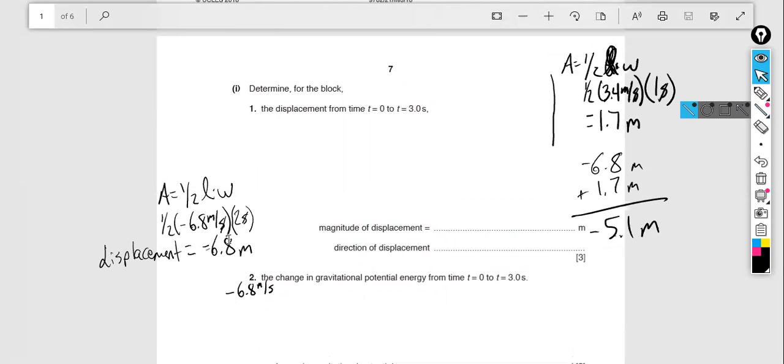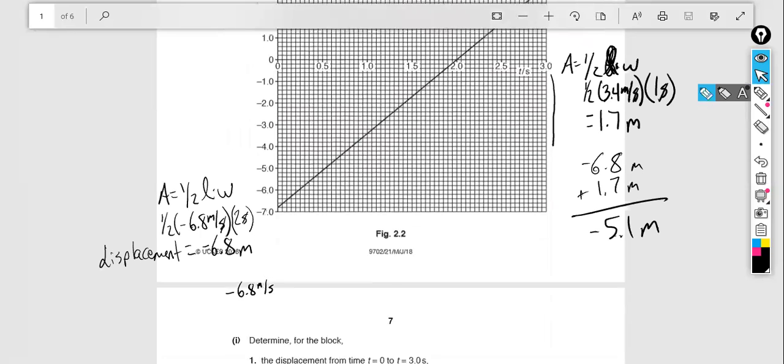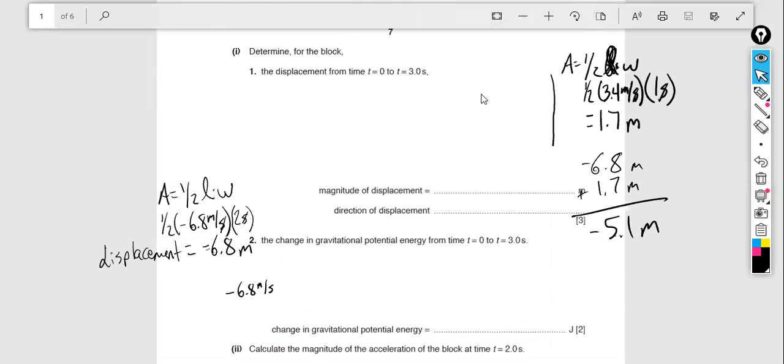Anyway, you see the working there, and it's easy to do the working on the graph for this if you think about it more geometrically, right? Those are the areas of those triangles, and then you can transfer your answers here. So we would have the magnitude of displacement, 5.1 meters, and the direction of displacement is down, because of the negative sign. So it has a net change in position of 5.1 meters down. Remember that that's what displacement is: a change in position.